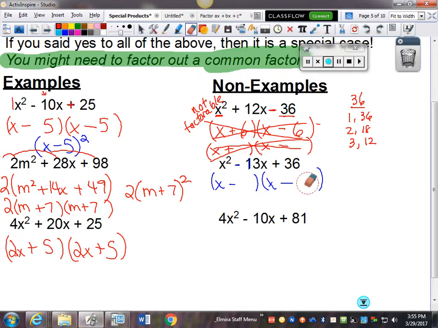However, 9 and 4 work. 9 times 4 is 36, and negative 9, negative 4 make negative 13. So this is factorable, but it's not a special case. Factorable, not a special case.